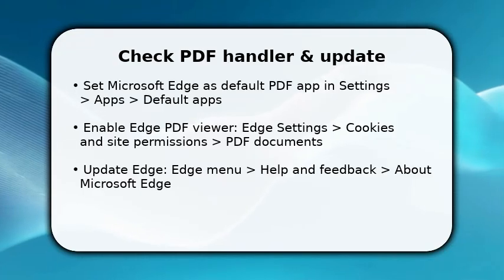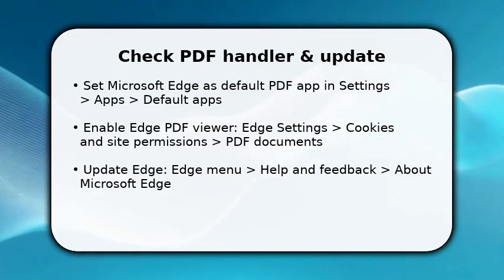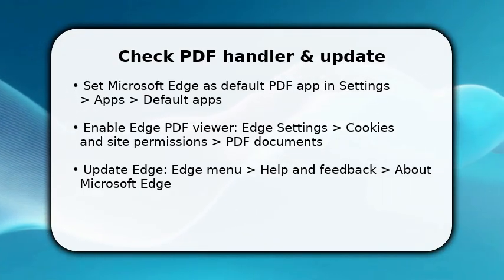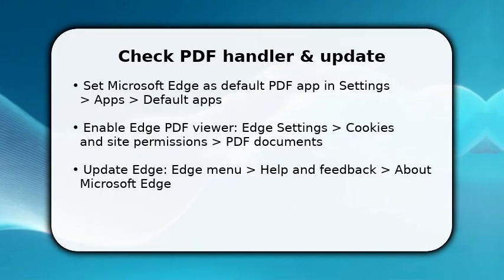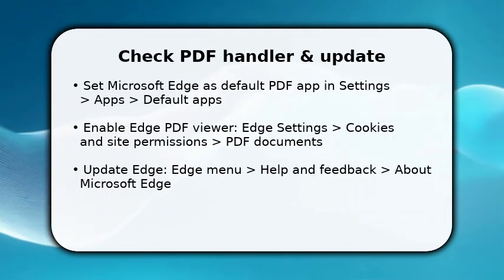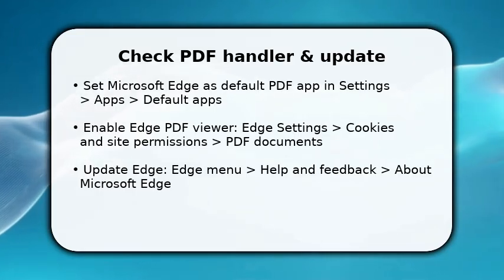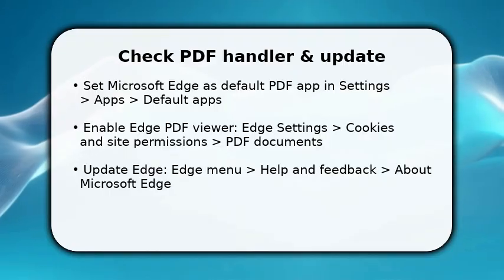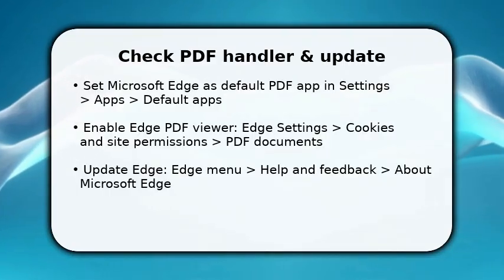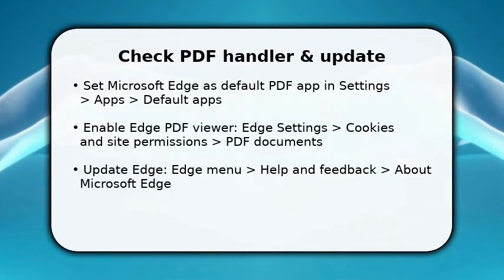Enjoy the video. You'll start by making sure Edge is actually allowed to open PDFs and that it's current. First, set Edge as the default PDF app so the OS hands files to it. Once done, open Edge's settings and confirm the built-in PDF viewer is enabled. If it's blocked, files won't render. Finally, update Edge from the About page so you aren't troubleshooting a bug already fixed in a newer build. These steps remove permission and compatibility causes up front.